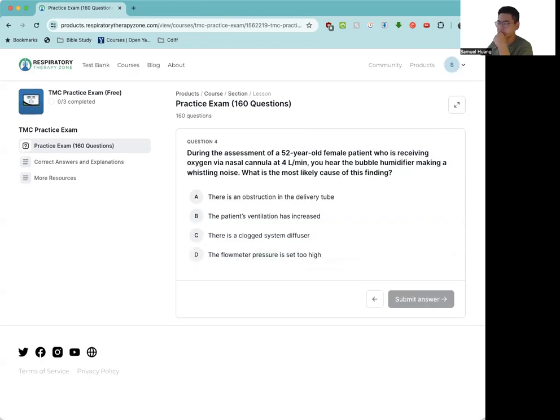All right. So question 4, assessment of a 52-year-old female getting oxygen by nasal cannula, bubble humidifier making a whistling noise. So with nasal cannula, any type of oxygen can be dry, it can damage and irritate the mucosa. That's why you would give some fluid with it too. So you could humidify it, make it easier for the patient to tolerate.